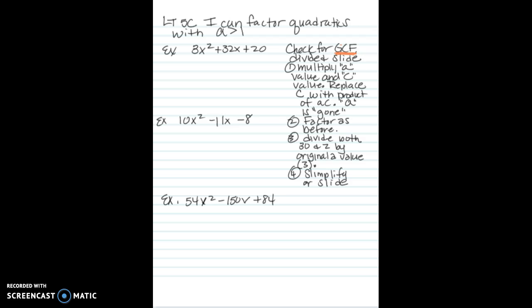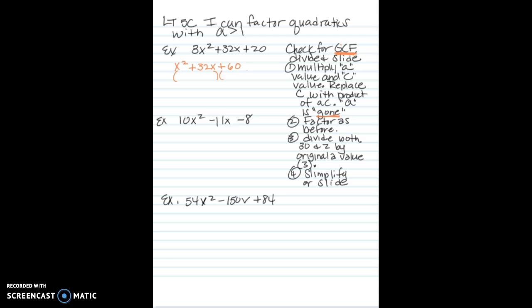We're going to replace the C with the product of 3 times 20, or the product of A times C, and we rewrite our trinomial without the A value. So my new quadratic trinomial is x squared plus 32x plus 60. Notice that the A is not there anymore. It's kind of gone. Now, I go ahead and factor this part like normal.